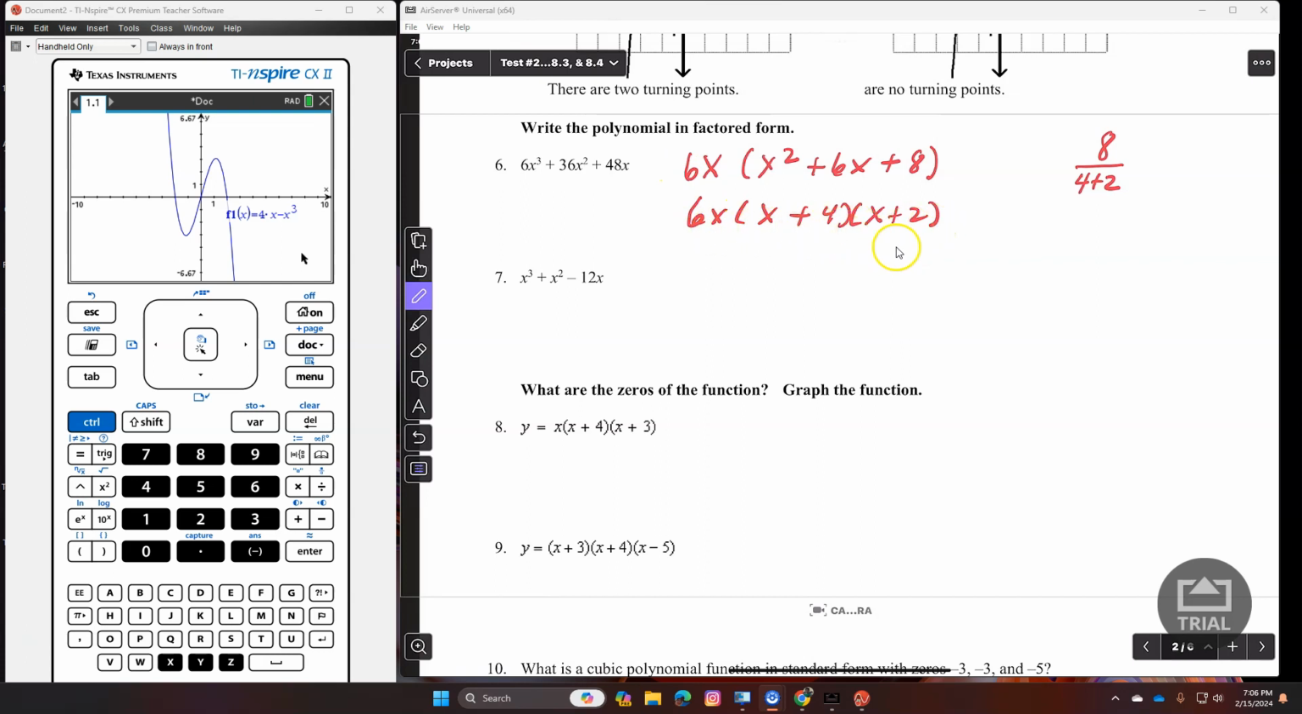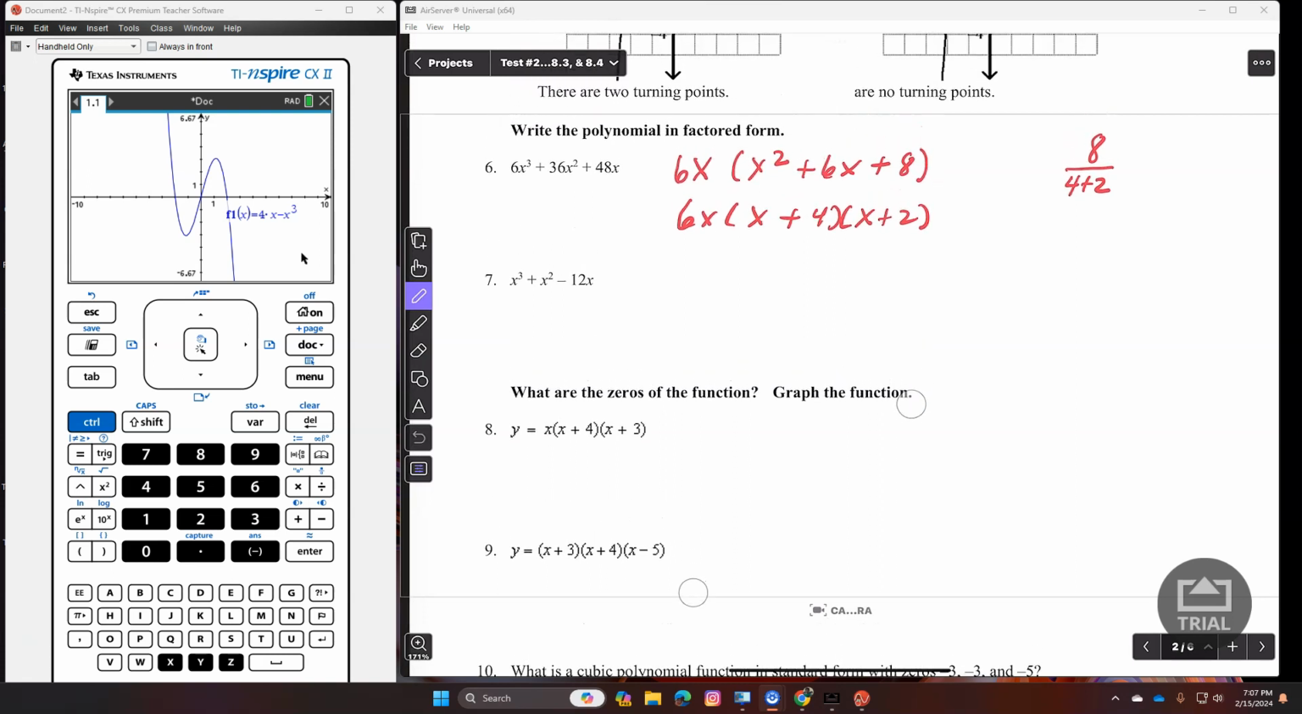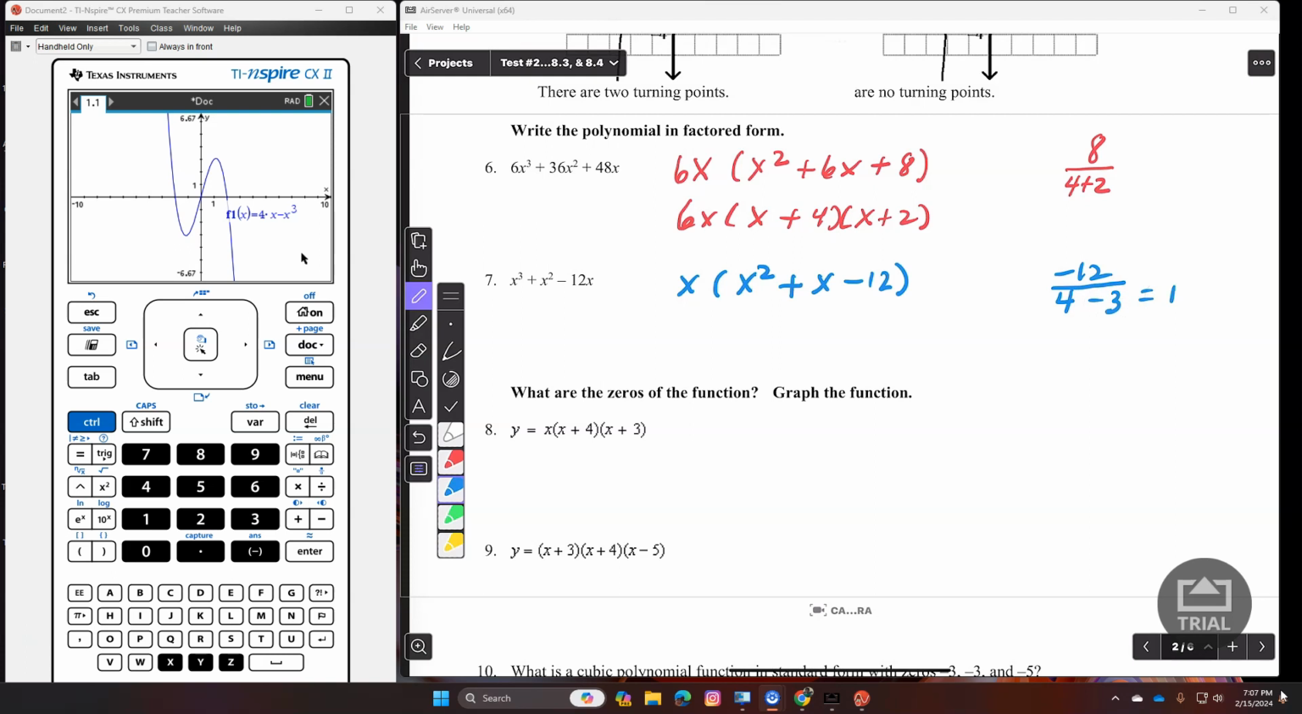These are linear factors. Number 7, we have x cubed plus x squared minus 12x, and you want to write it in factored form. So you find the greatest common factor. In this case, it's x. So you have x squared. And if you want to check if you did it right, x times x squared gives you x cubed, plus x times x is x squared. And then you have minus 12. You're going to have to look at negative 12 and find the factors of negative 12 that when you add up give you 1. So what about 4 times negative 3? And 4 minus 3 gives you 1. So what are the factors?